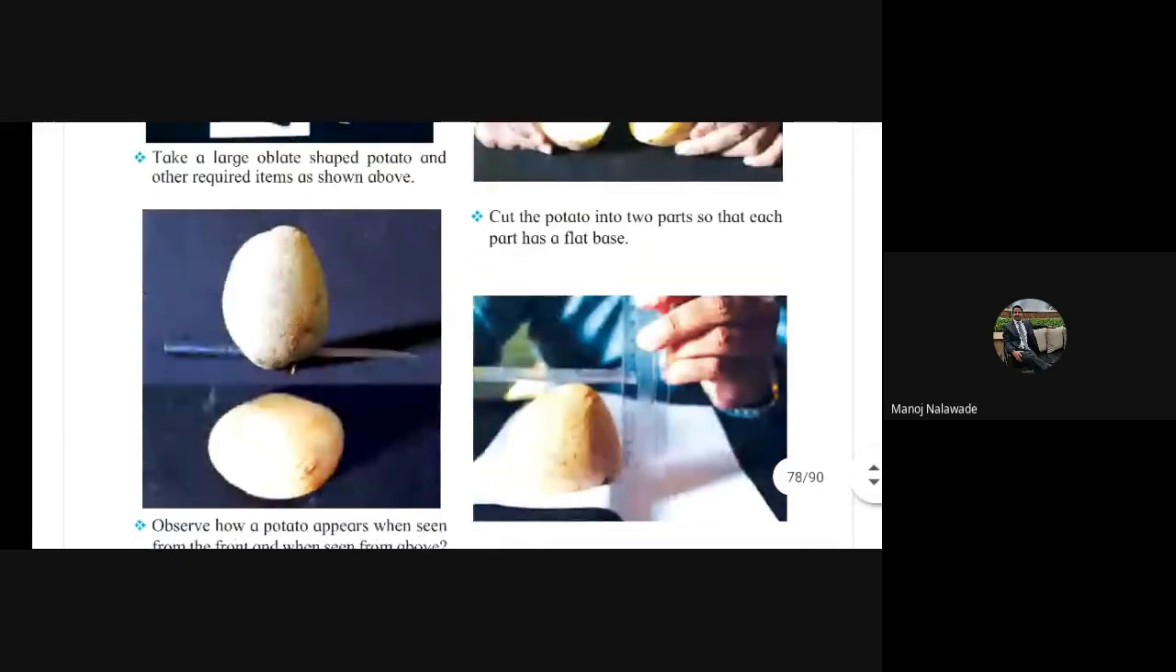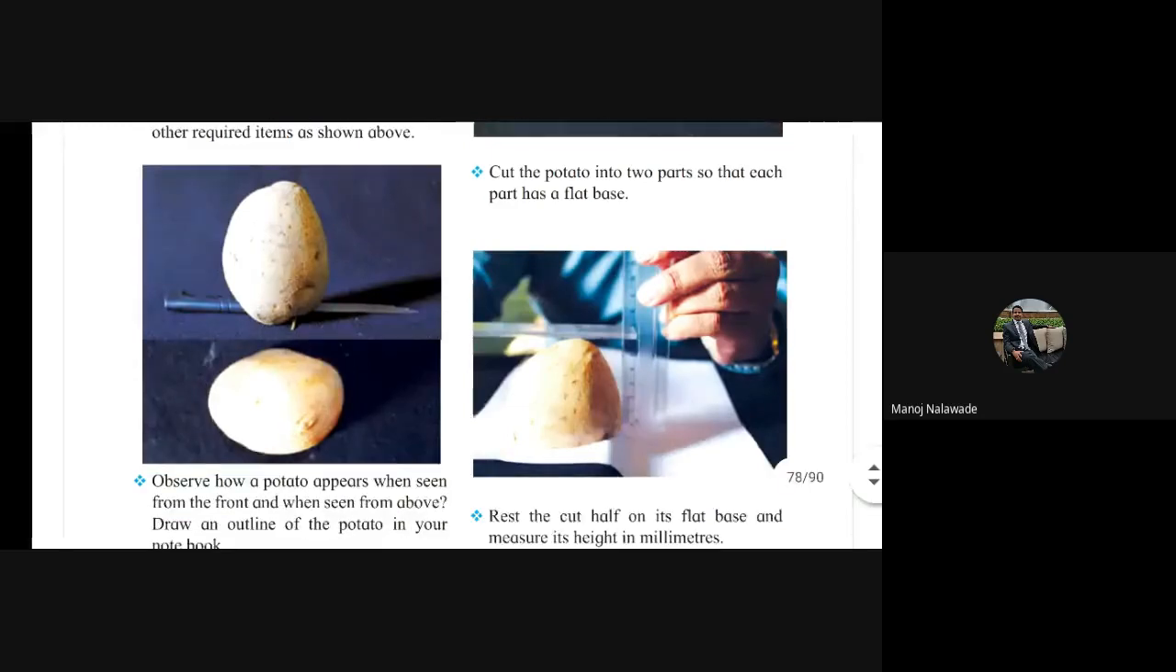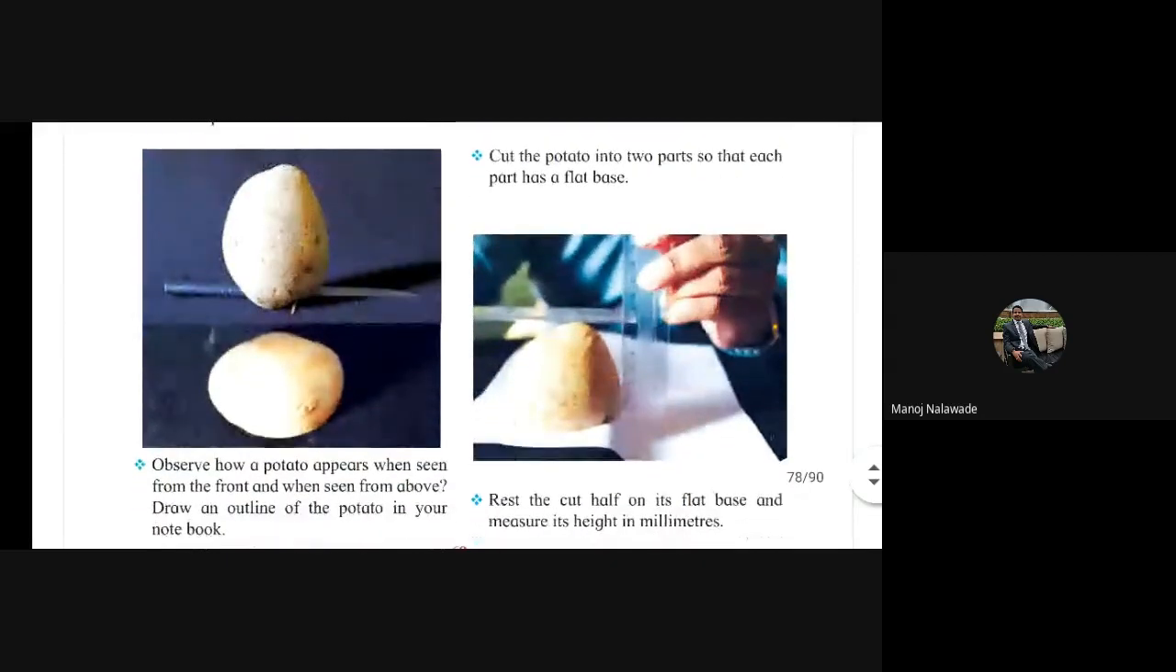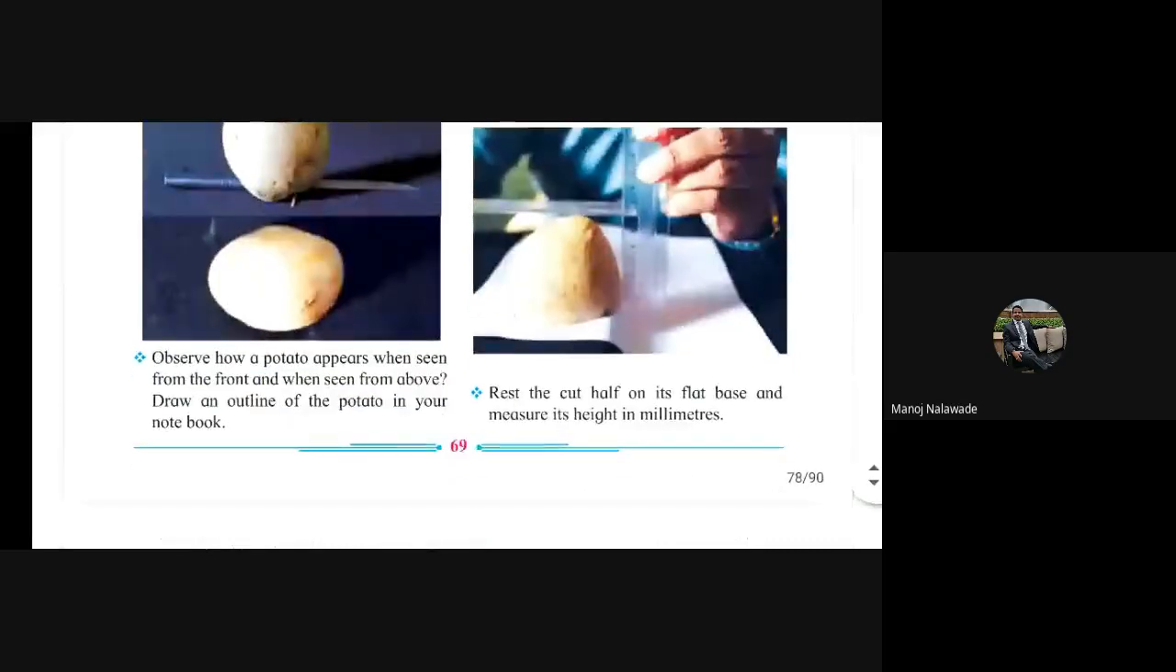म्हणजे तुम्हाला एक इरेग्युलर शेपचा पोटॅटो घ्यायचा आहे. ओके, एकदम तुम्हाला स्पेरिकल वगैरे नाही घ्यायचा आहे. थोडासा irregular shapes of potato, you have to choose it. Observe how the potato appears when seen from the front and when seen from above. Draw an outline of the potato in your notebook.